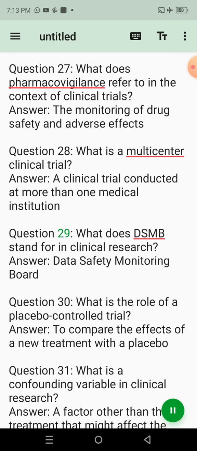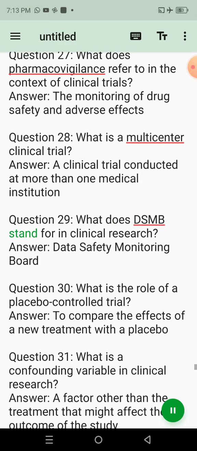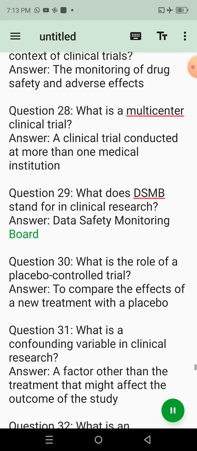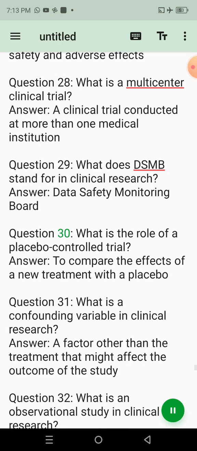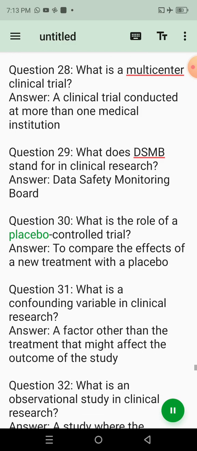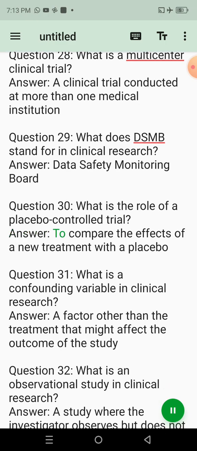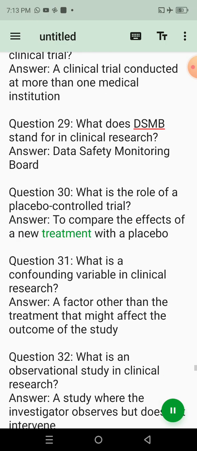Question 29. What does DSMB stand for in clinical research? Answer: Data Safety Monitoring Board. Question 30. What is the role of a placebo-controlled trial? Answer: To compare the effects of a new treatment with a placebo.